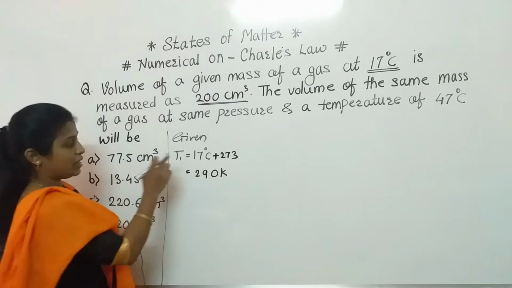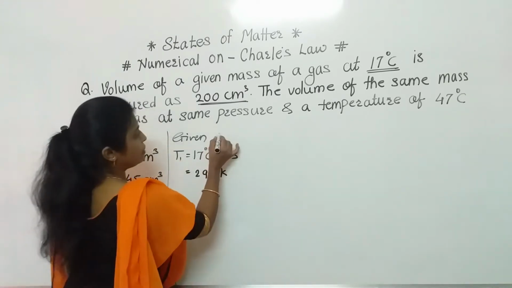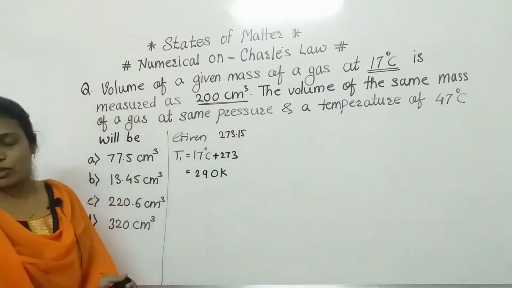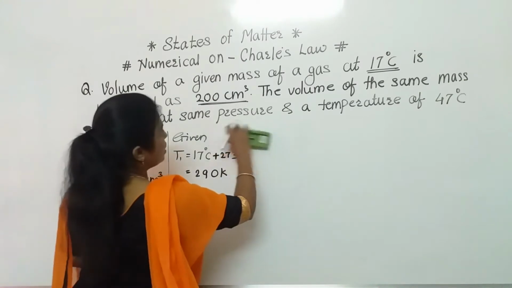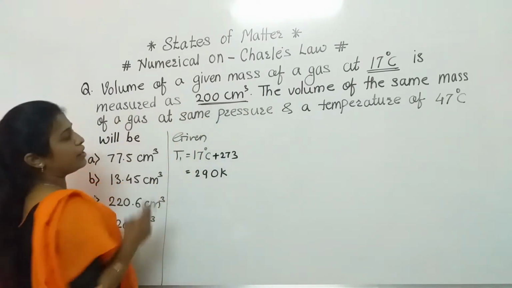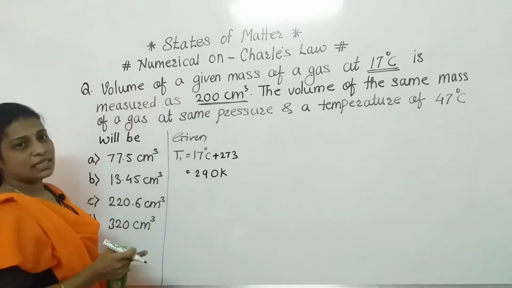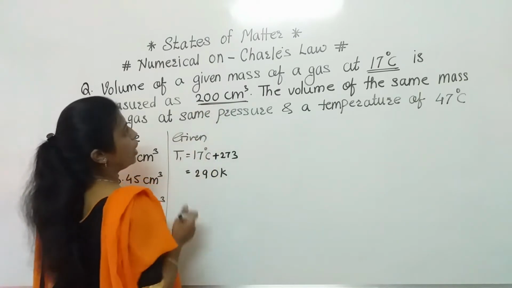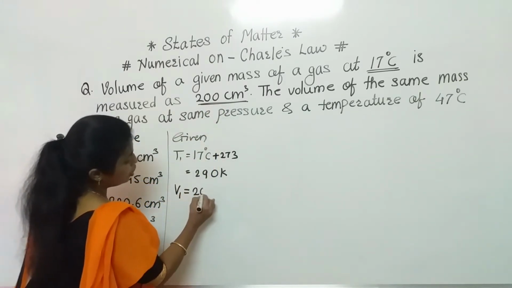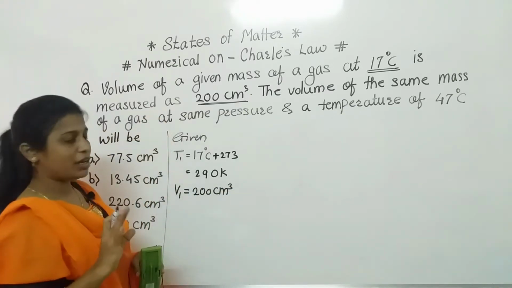So here we have converted the degree Celsius temperature into Kelvin. Keep in mind that every time we can take 273, because you will say, madam, that the value is 273.15. Yes, but we can take 273 also. Now see, in the numerical the volume at 17 degrees Celsius is measured as 200 centimeter cube, so V1 is given, V1 is 200 centimeter cube. Okay, half of this numerical we have completed.